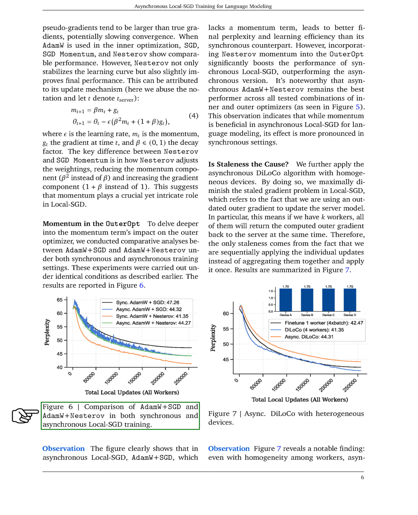The results reveal a notable finding. Even with homogeneity among workers, asynchronous Local-SGD significantly lags behind its synchronous counterpart. This suggests that the inherent staleness from sequentially applying simultaneous updates leads to considerable performance drops. To elucidate this effect, let's consider a scenario with 4 workers providing identical outer gradients.